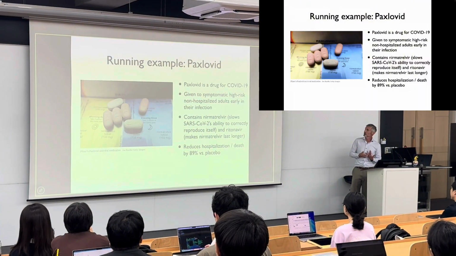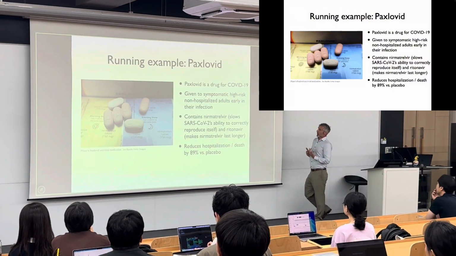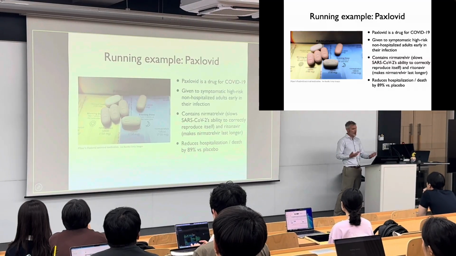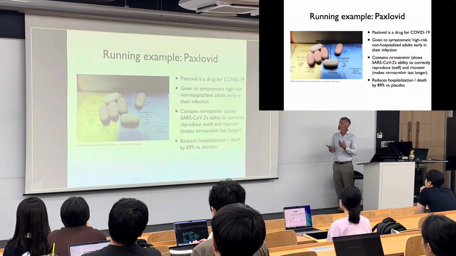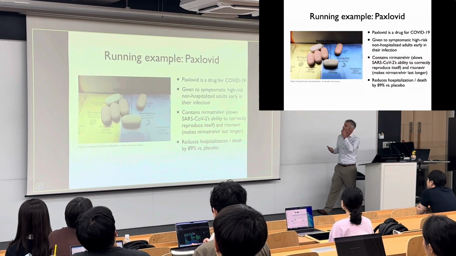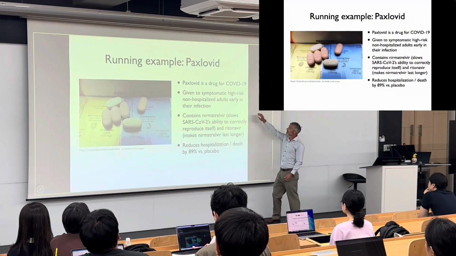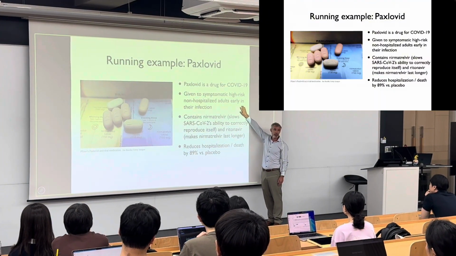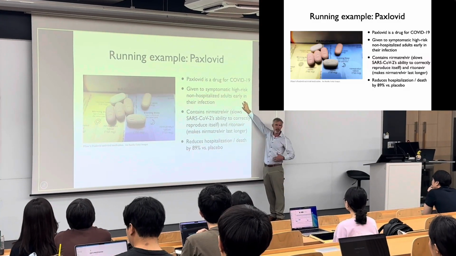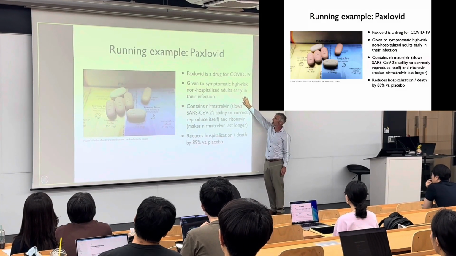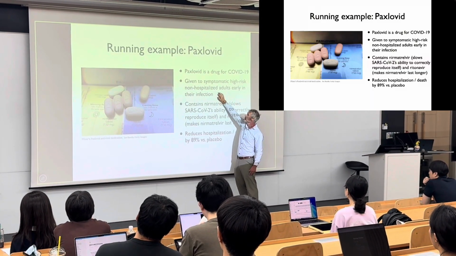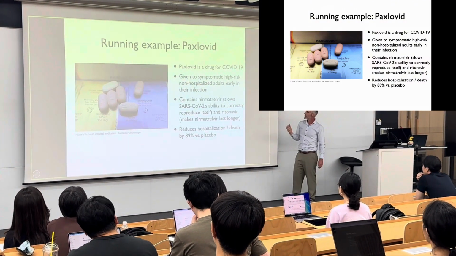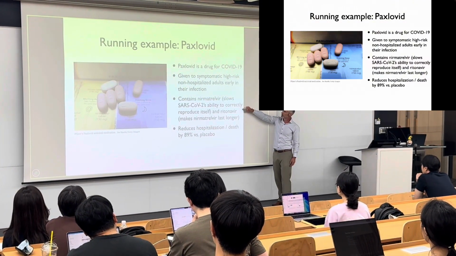example of a drug. So this is Paxlovid. It's a drug for COVID-19 and the virus that causes COVID-19, SARS-CoV-2. It's given to high-risk, non-hospitalized adults early in the course of their infection before they get too sick, that have been infected by SARS-CoV-2 and are symptomatic. And this drug actually has two active ingredients.